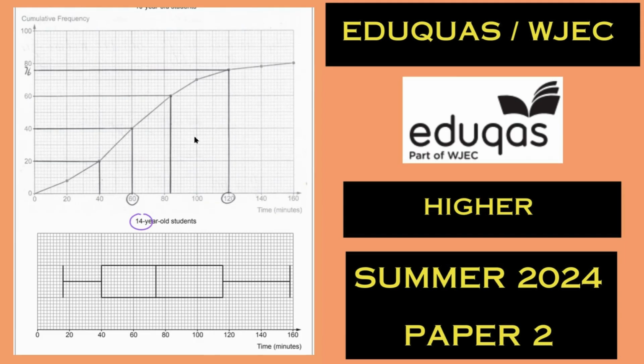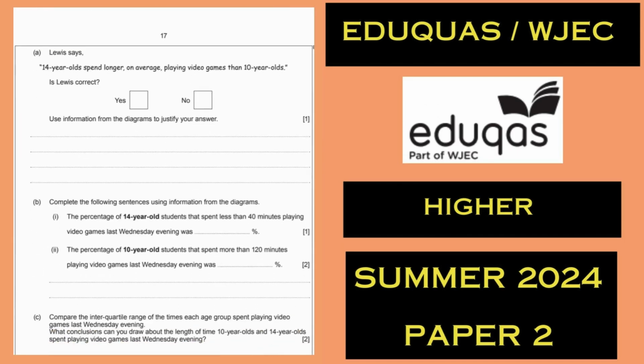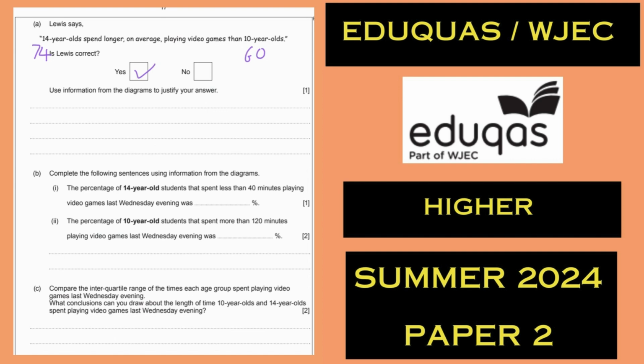Well, whenever you're doing these, you've got to check the median. So the 40th student, we go along and down, is there. It's on 60. Whereas for 14-year-olds, that's your median, and that's on 74. There's your comparison. Is Lewis correct? Yes, he is, because the 14-year-olds on average spend 74 minutes, and the 10-year-olds on average spend 60 minutes. Any sentence to that effect, and you're good.